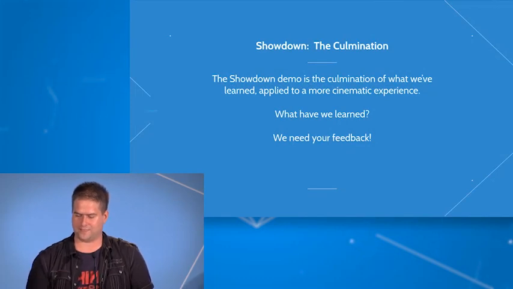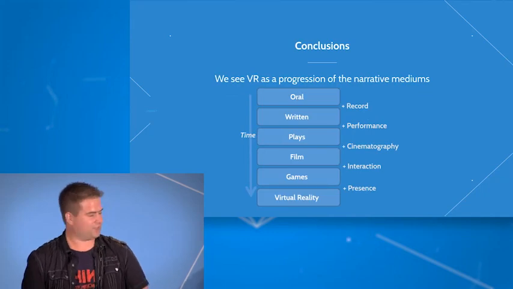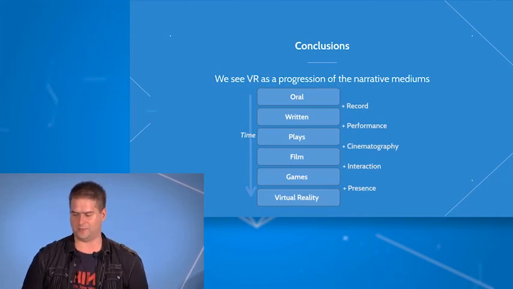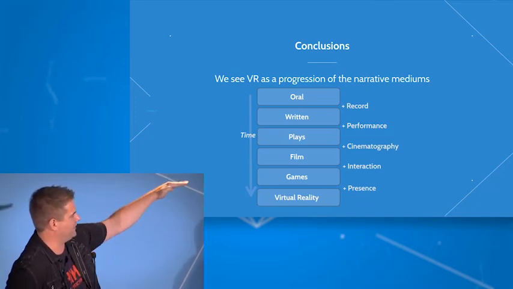We need your feedback. Let us know what you thought of it, what worked, what didn't work. And finally, just personal plugs for this, how we see VR at Epic. We kind of see it as the next progression of a narrative medium. You can look through history, and we've gone through oral storytelling, written storytelling, plays, film, games, and now virtual reality, and each one adds one element that we can control on top of the previous ones to make a new way of telling a narrative.